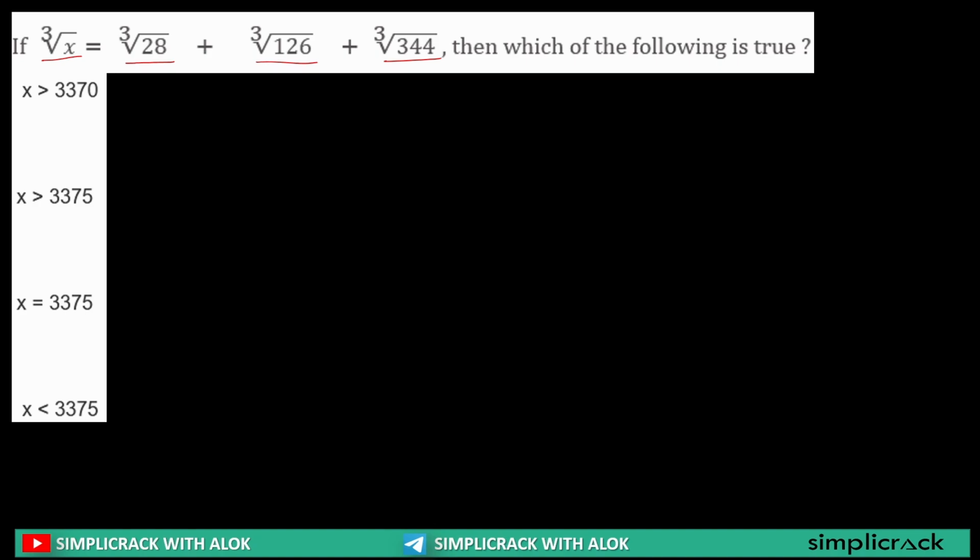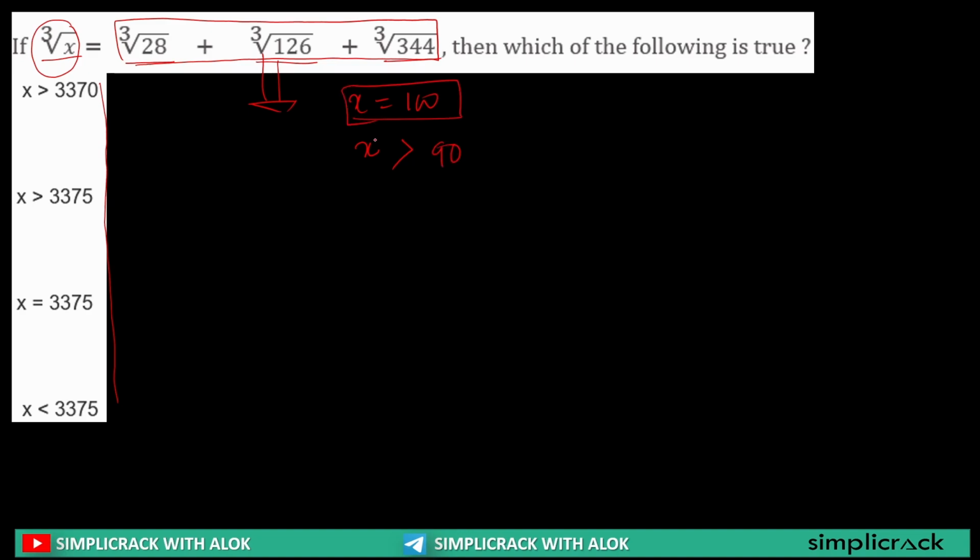Then which of the following is true? Now see, in all these cases we are seeing that the value of x is greater than something. Here the value of x is equal to this much. So if I take something less than this value, for example if this value is 100, so x is equal to 100, and I say x is greater than 90, since x is 100, I can say x is greater than 90, right? So if I take any value less than all these, then I can find out my answer.